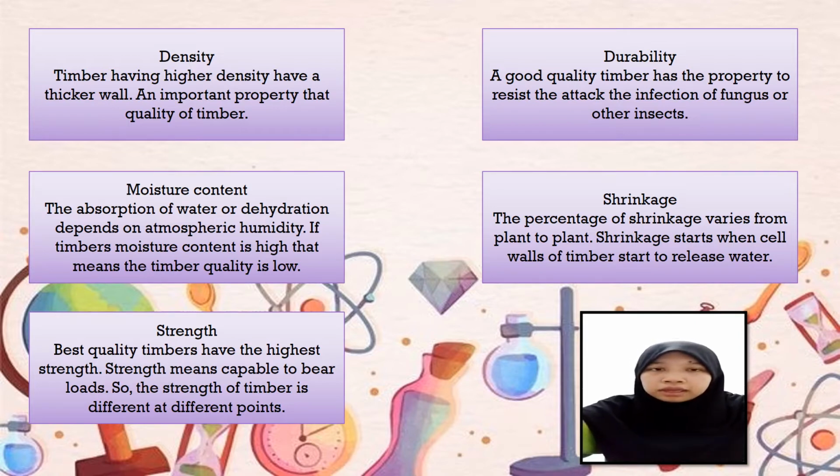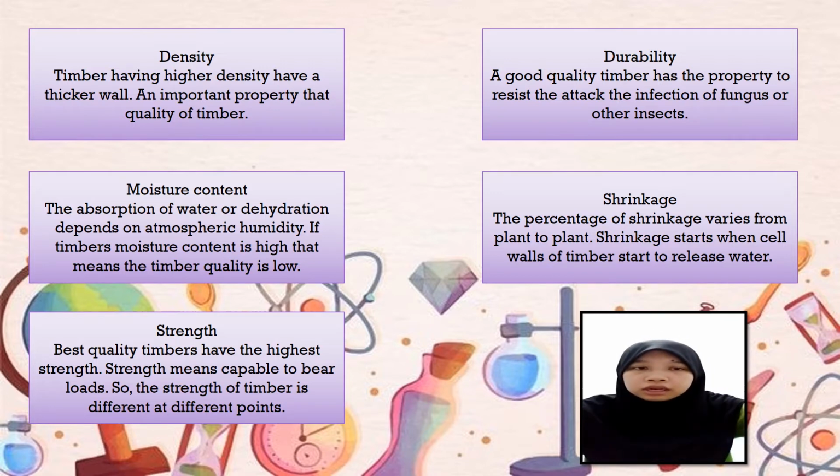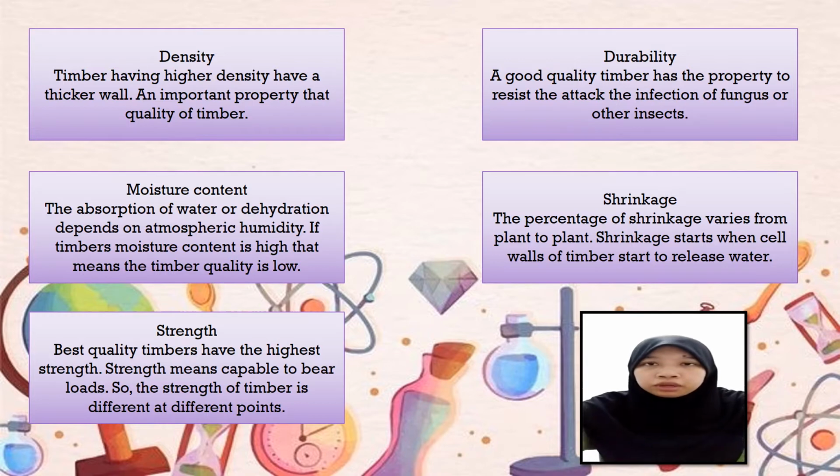Moisture content. The absorption of water or dehydration depend on atmosphere humidity. If timber moisture content is high, that means the timber quality is low. Strength. Best quality timber have the highest strength. Strength means capable to bear load. So the strength of timber is different at different points.